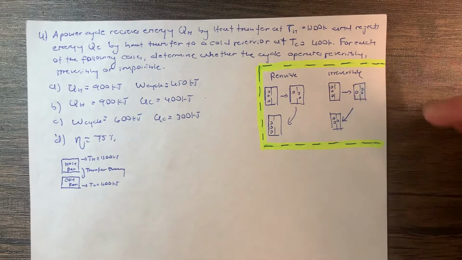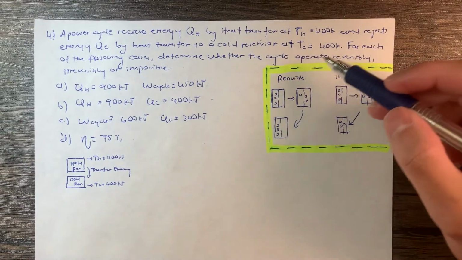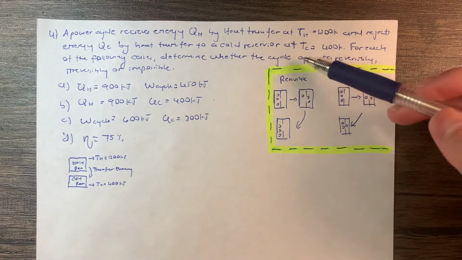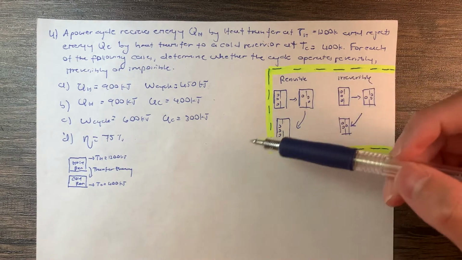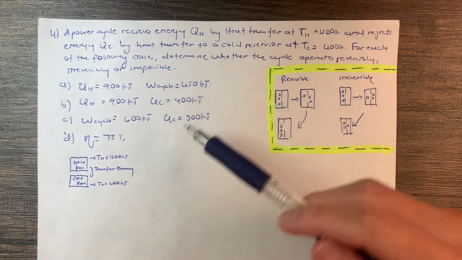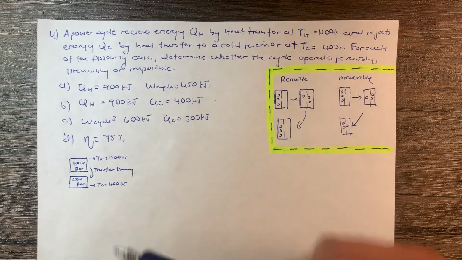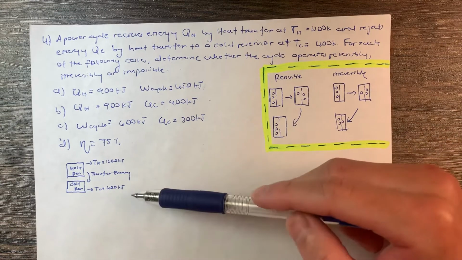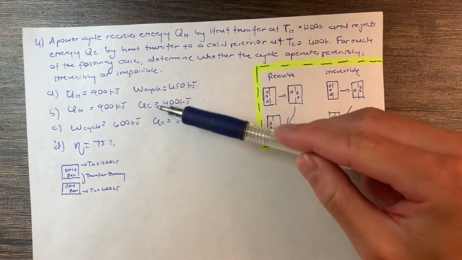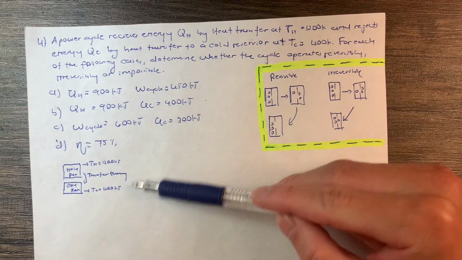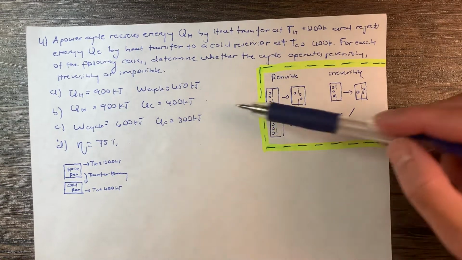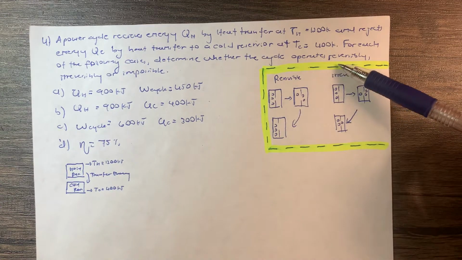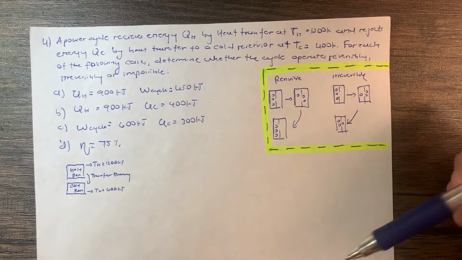Hello, what we have here is a power cycle that transfers heat energy from a hot temperature reservoir to a cold reservoir. Here's a little diagram that I sketched out, and essentially we need to compare the following cases to the system right here, to determine for each one whether it's reversible, irreversible, or impossible.